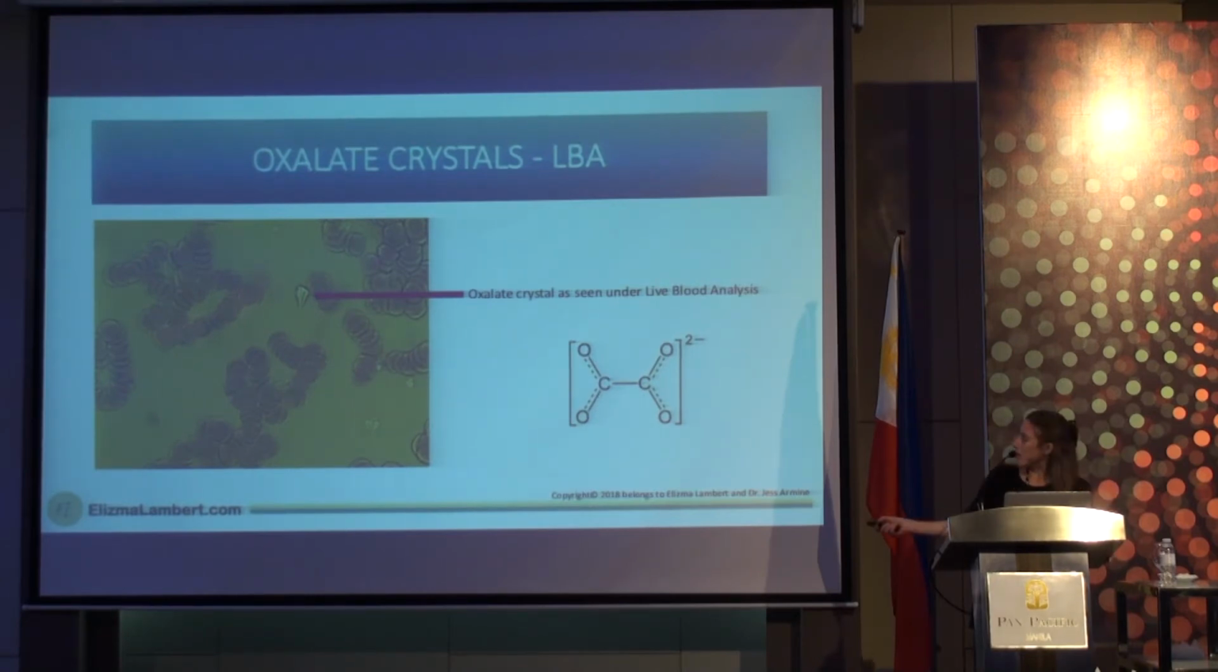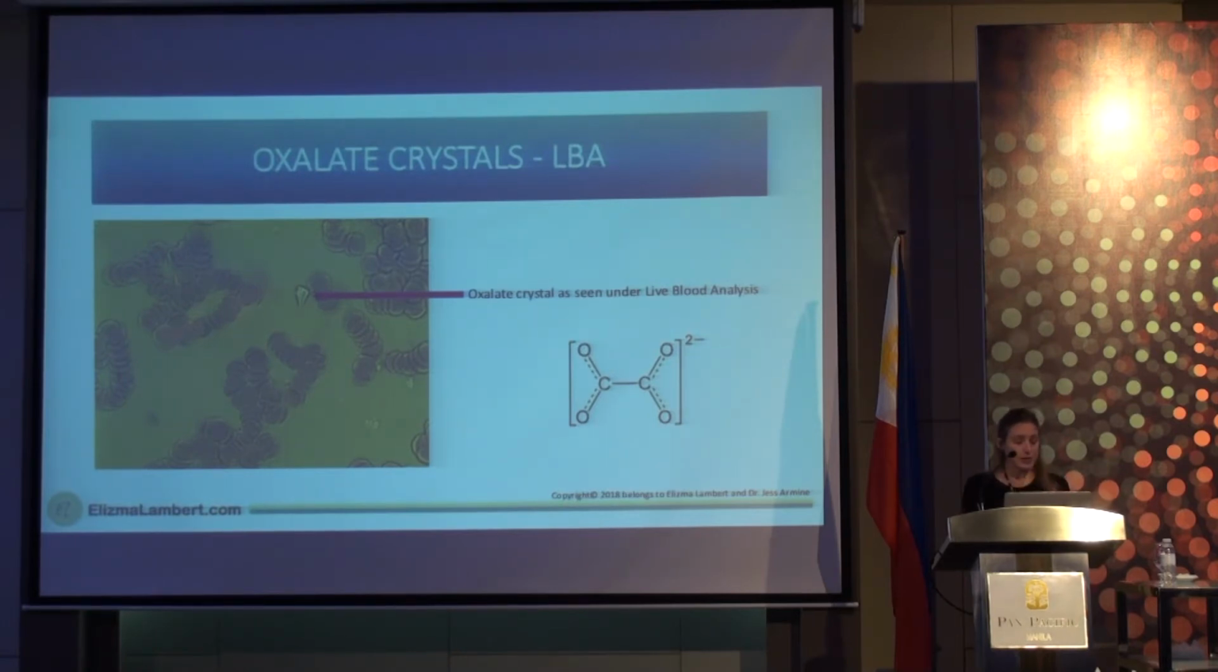And so you can see on here, this is a live blood analysis. That's an oxalate crystal right there. And it almost looks like a little piece of glass, like a sharp shard of glass. And that can explain why a lot of people experience so much discomfort when these little crystals start to become mobilized in the body tissues, because they produce a lot of inflammation as they move through the tissues.